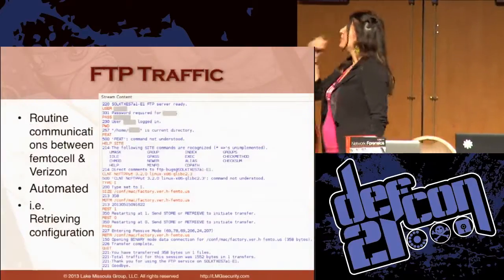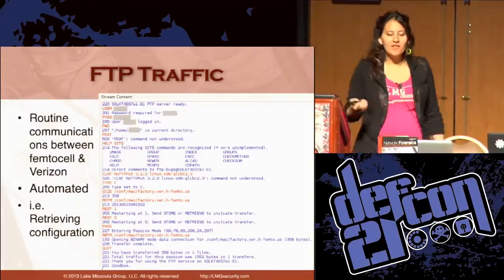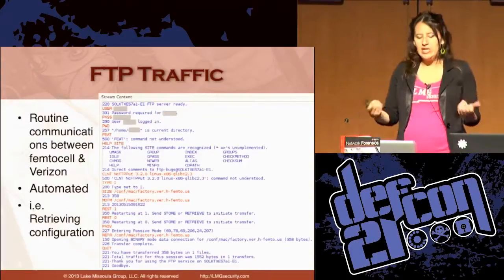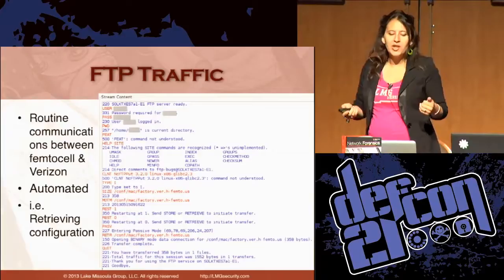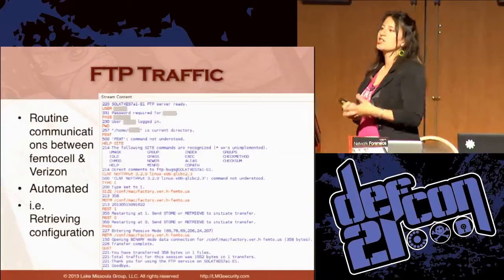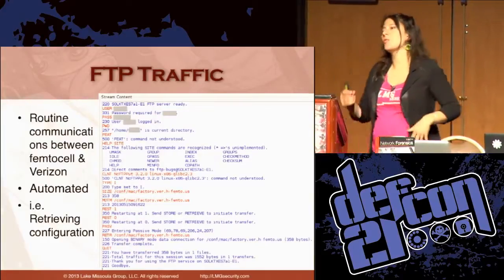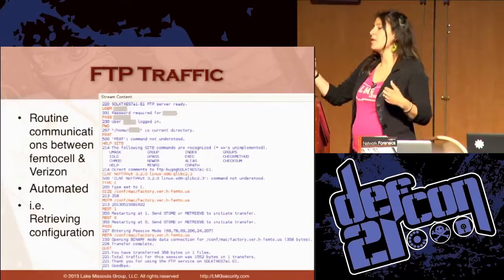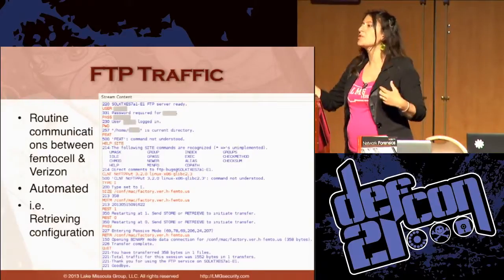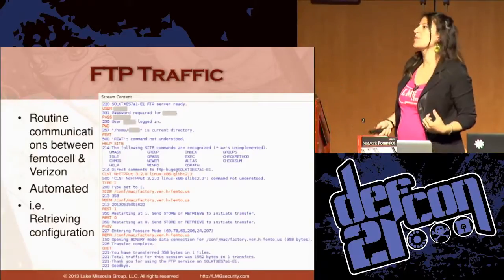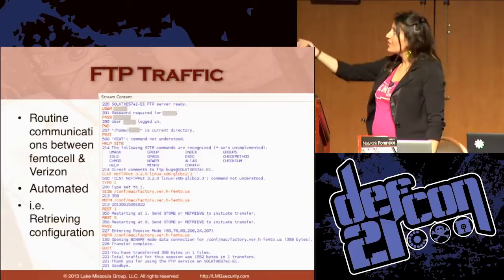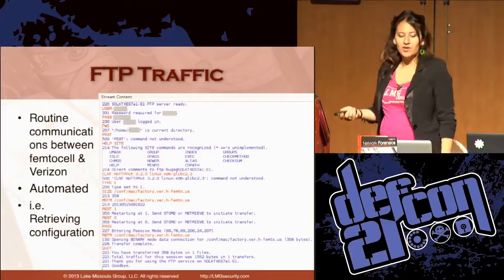So here's an example of the FTP traffic that we saw. It seems to be used for routine communications between the femtocell and Verizon, and we're not going to dig into this stuff too much. So it'll go out and this is all automated. It'll enter a password to an FTP server and pull down some configuration files, for example. So I just thought that was kind of neat to see the reconstructed stream here.